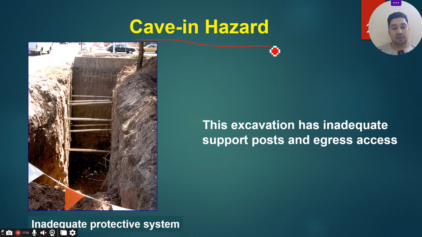Now we have cave-in hazards. This excavation has inadequate support, protection, and egress access. You can see there is no protection over here, and a vehicle is also very nearby. They can easily come near the edges, and this wall can fall down easily. So a cave-in is very easy here, and there is no protection. There is no ladder, the worker cannot come out easily, so they are at great risk. This is an inadequate protective system, so you should not allow workers to work there.